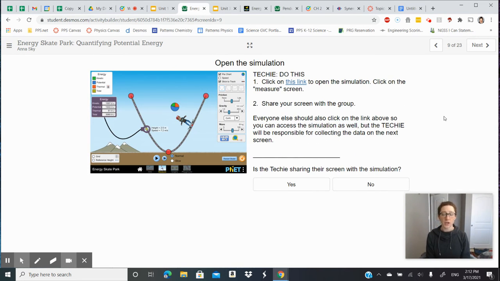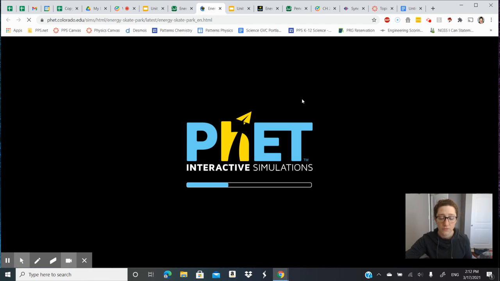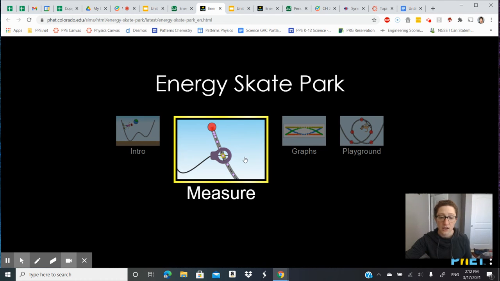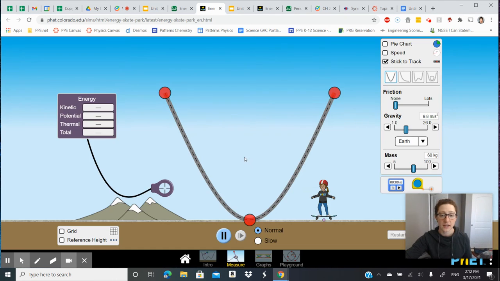So at this point, if you're working in a group, you've got a techie, and that techie is going to open the simulation on their computer and share the screen. So you can click on this link. And I want to make sure that you're going into the measure. You need to be in this one right here so that you will be able to actually take this data. So you're going to need this little doohickey here, which will measure the potential energy, all these different energy types at any particular spot on this ramp.